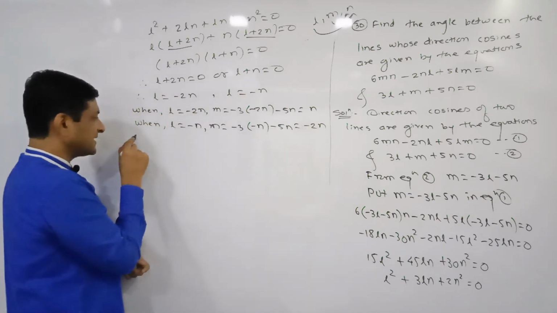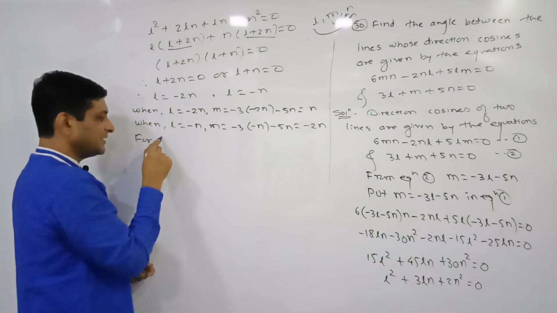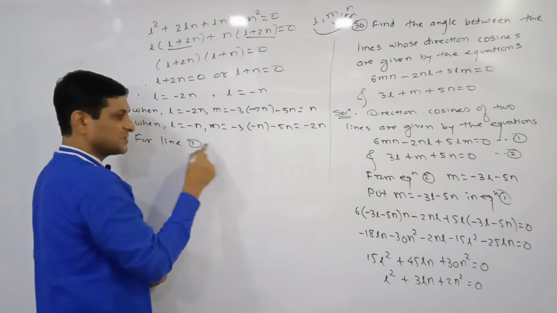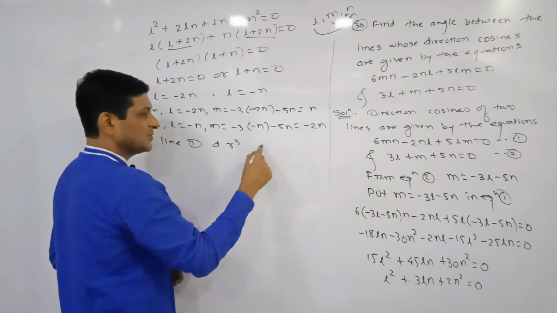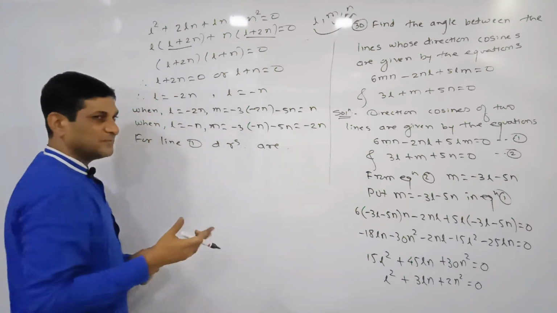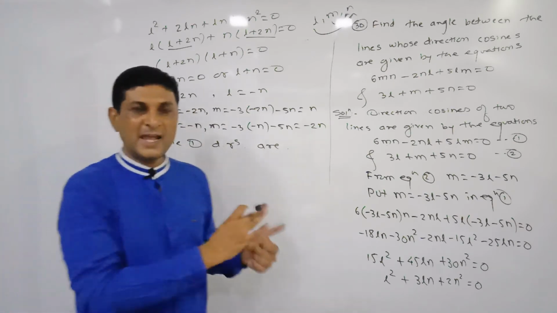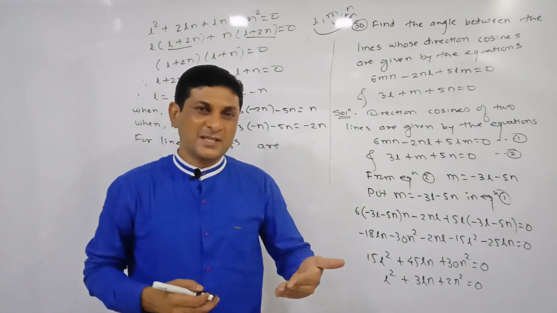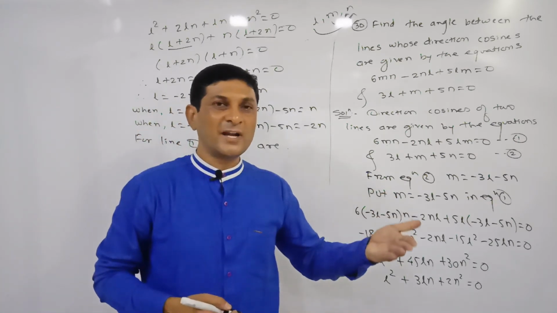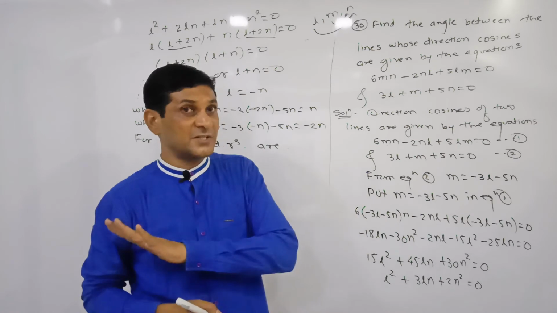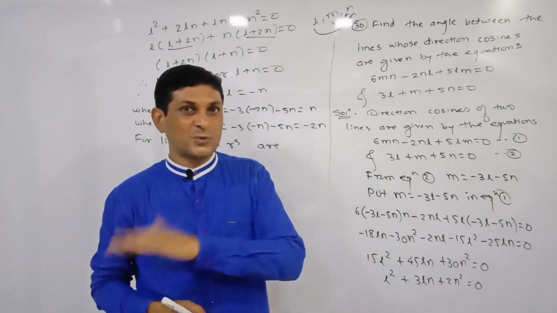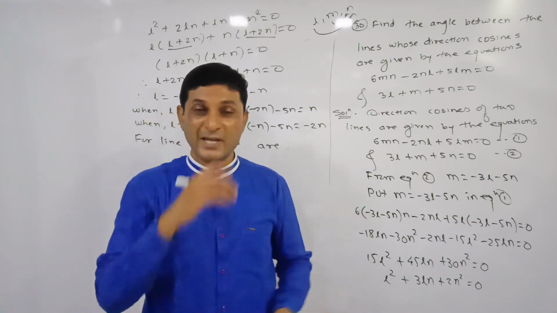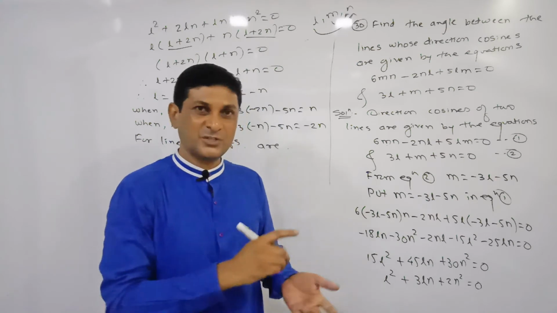Now for the first line, the direction ratios are, so the values of L, M, N are called what? Direction cosines. But already we have seen that direction cosines are also called what? Direction ratios. But the converse is not true. Ratios we cannot call cosines, but cosines we can call direction ratios.